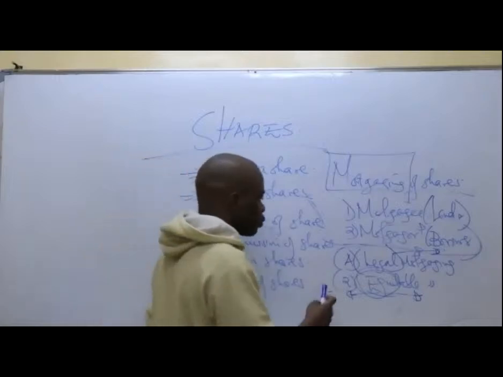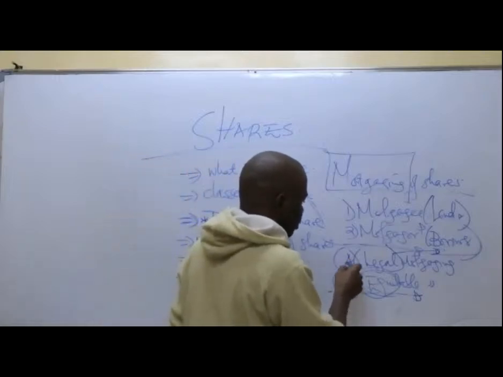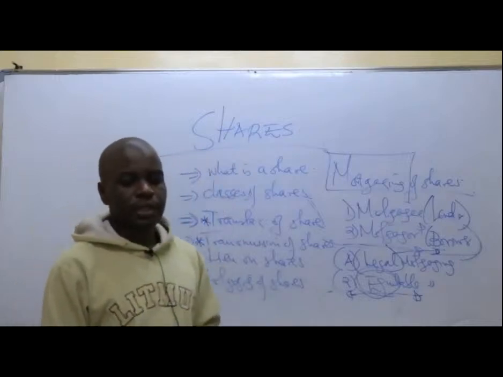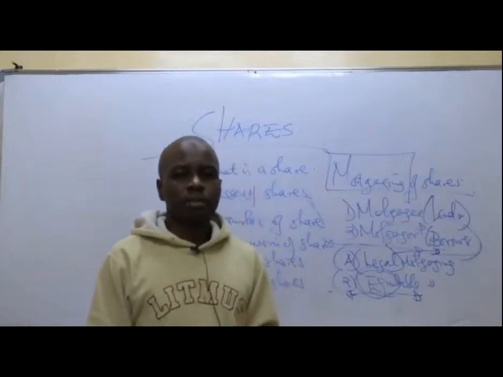So those are the two ways through which mortgaging of shares can happen. You have what we call legal mortgaging, where there's complete transfer of shares to the lender until the borrower is able to pay off the loan.